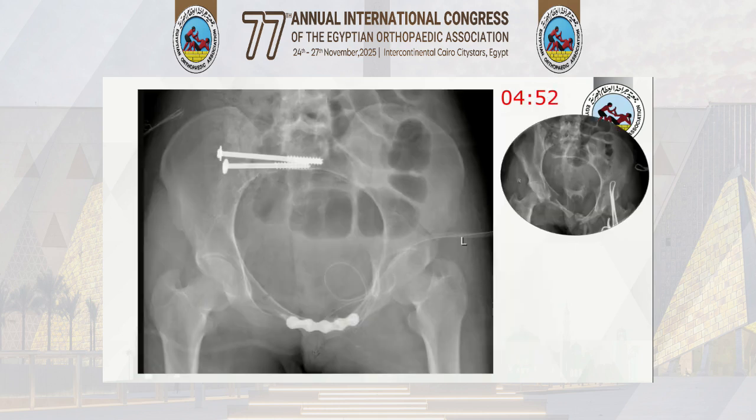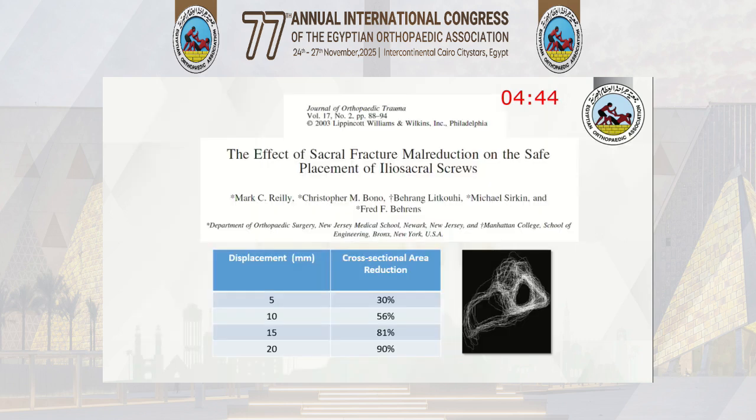Five years down the line, I've just removed her implants because now she's getting married. She doesn't want any of these things inside. So I removed them around a year back. Remember, iliosacral screws are a critical gold standard for us, but they cannot be put if you do not have accurate reduction. Just a 5 millimeter displacement in the sacrum can lead to a loss of cross-sectional area by more than 30%.